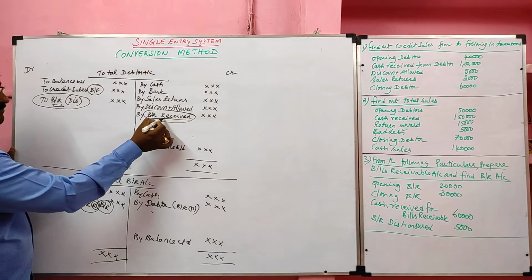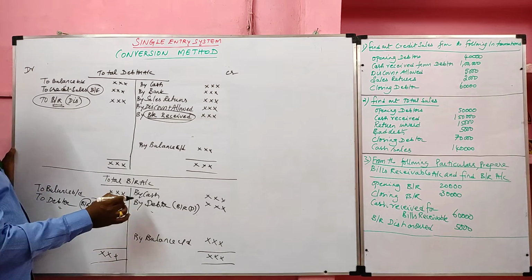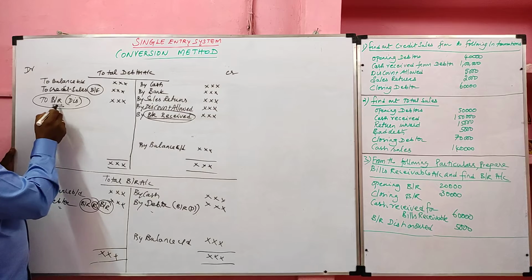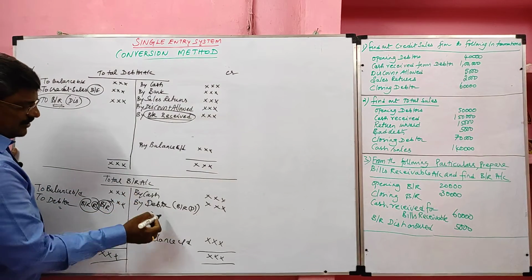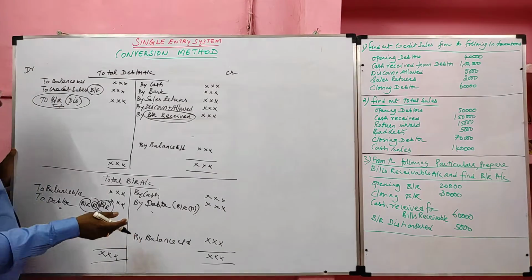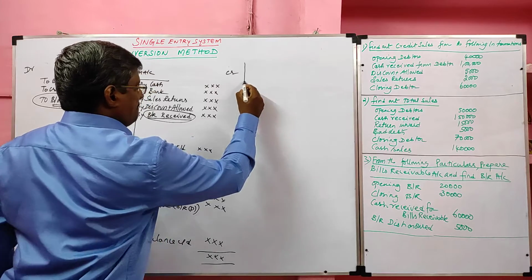In the debtor account we should write bills receivable, in the BR account we should write debtor account. Likewise, BR dishonored. On the debit side of the debtor account we should write BR dishonored. On the credit side of the total bills receivable account we should write by debtor. Yes, now I am going to solve problems. Listen carefully.